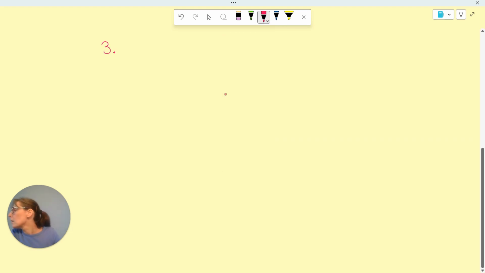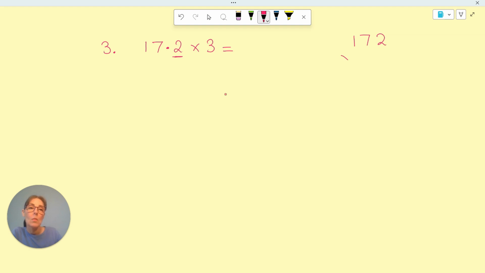Number 3. 17.2 multiplied by 3. Okay. I'm going to take out a decimal place. I'm going to do 172 multiplied by 3. 3 times 2 is 6. 3 times 7 is 21. 3 times 1 is 3, 4, 5. 516. Put my decimal place back in. So my answer is 51.6.